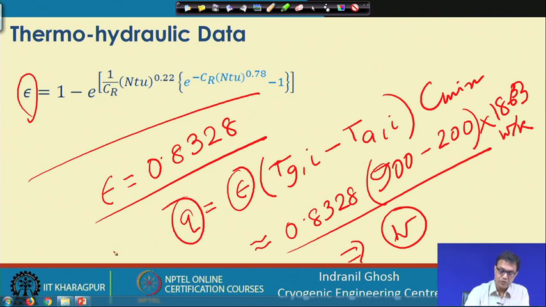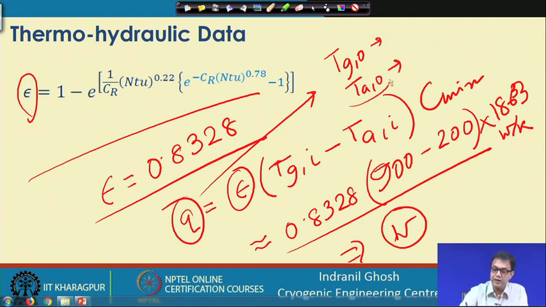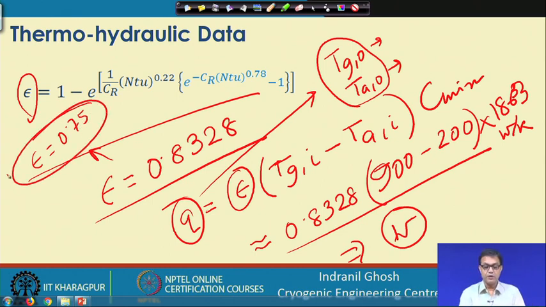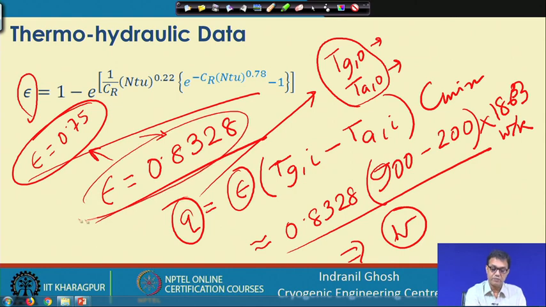Based on that Q value, you would be able to find out the gas side exit temperature and the air side exit temperature, and you will find that they are not matching with the assumptions that we have made. As you can understand, we had estimated or assumed an effectiveness of 0.75, so already we have deviated from there.